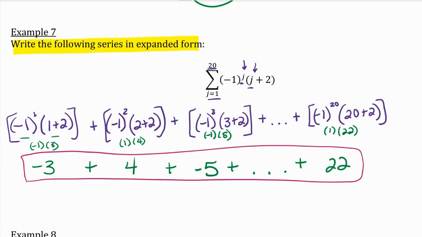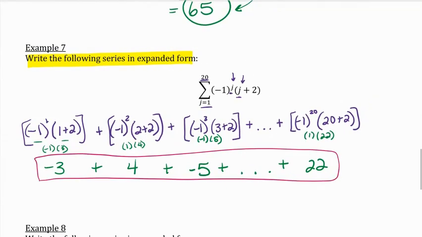My rule of thumb is if there's more than, I don't know, maybe 6 terms, then just write it like this. Write the first 3, do your plus, your dot, dot, dot, your plus, and then your last term. If it's a bigger number, you can just write it out like that.